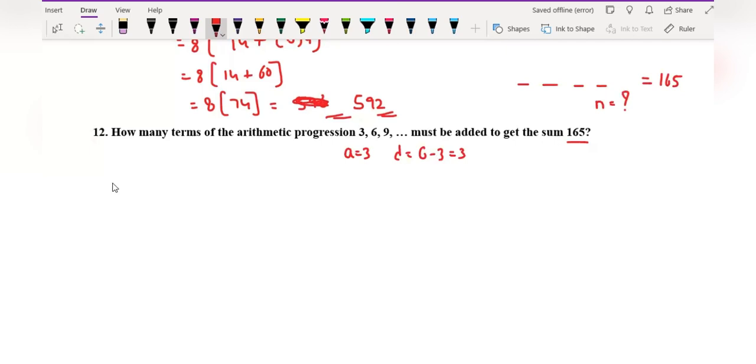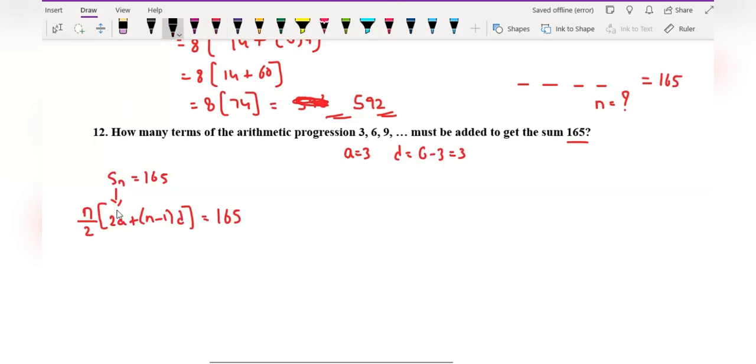Same. Okay, they gave the Sn value. That means the total sum is how much? 165. So Sn is equal to 165. I'm going to write it down. So the formula for Sn is n by 2, right? So n by 2 of 2a plus n minus 1 d is equal to 165. I just wrote the formula. Let us substitute the values now.